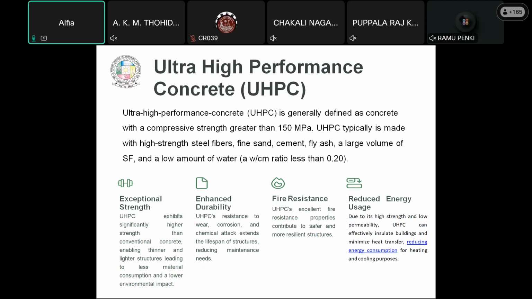Okay, so UHPC concrete, they have a very small amount of permeability. They have very low permeability. They are more compact, which helps in resistance to wear and chemical attacks. Then they are again very good in fire resistance, which again contributes to safer and more resilient structures.